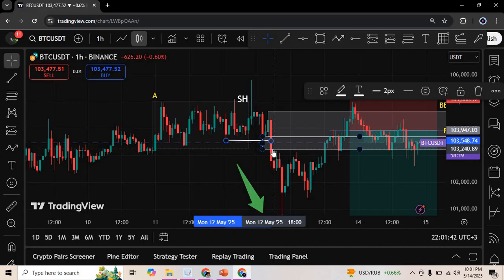Break of structure. Christian says break of structure. Someone else? Is there a different opinion, Slide?